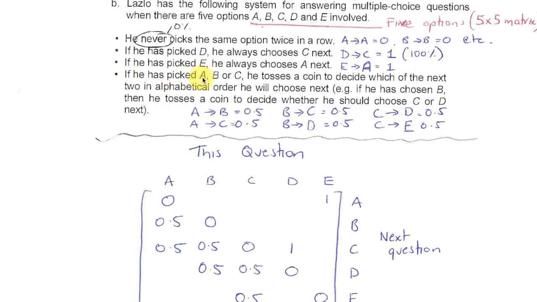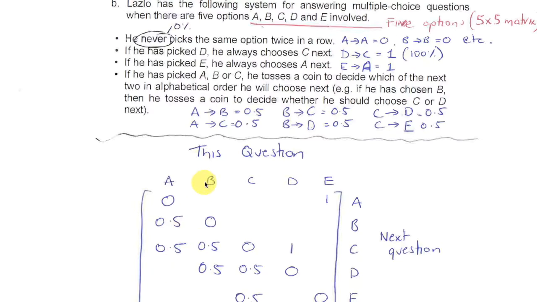And if he has picked A, B, or C, he tosses a coin to decide which of the next two alphabetical order he will choose next. Alright, so what that means is that if we've chosen A, he will either choose B or C because they are the next two in alphabetical order, and it's a 50-50 chance because he's just going to toss a coin to decide. So it's 0.5 of a chance that he'll choose B and 0.5 of a chance he'll choose C. Everything else below needs to be zeros because he wouldn't consider doing that.